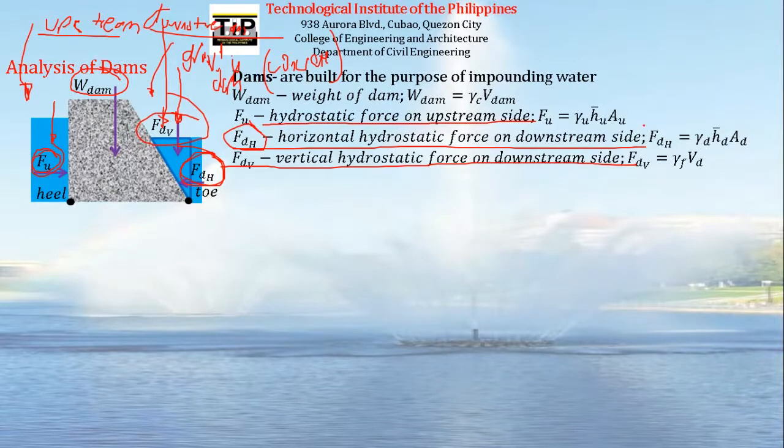Now, to solve this hydrostatic force, we use these equations. So, for F sub U, it's gamma times H bar times A. Same as the formula that we use on F sub H. And then for the horizontal hydrostatic force on the downstream side, we have gamma H bar times A. And then for the vertical hydrostatic force on the downstream side, we have the weight, computed by multiplying the unit weight and the volume.